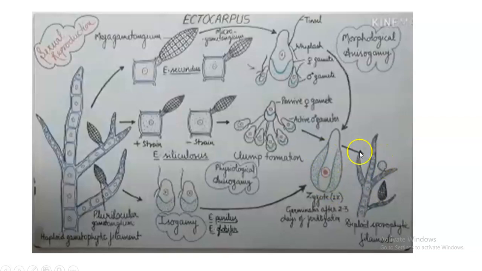After the zygote is formed, no further meiosis happens. It directly germinates into a diploid sporophyte, because the zygote is diploid and the sporophyte is diploid. So the zygote will germinate into a sporophyte plant. That is one kind of reproduction mode, that is isogamous.